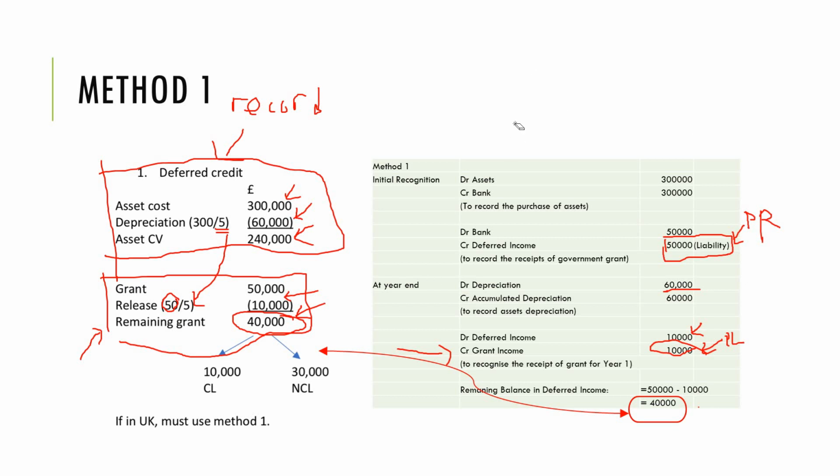Alright, so it is a little bit confusing when it comes to this part. You must remember that the grant that you receive needs to be amortized over the useful life of the assets. Alright, so this is the first method.